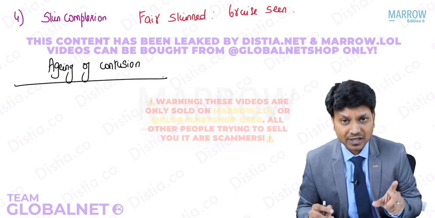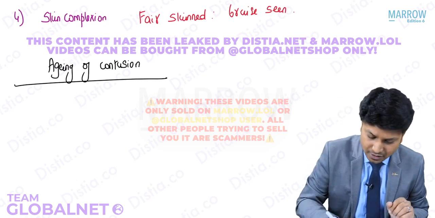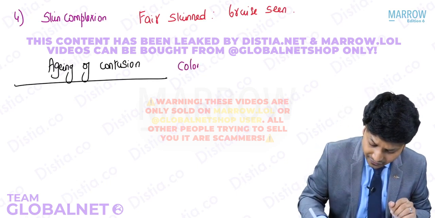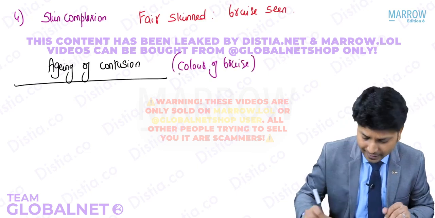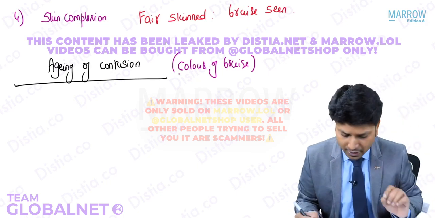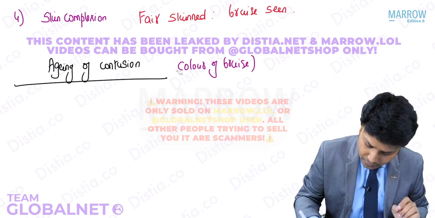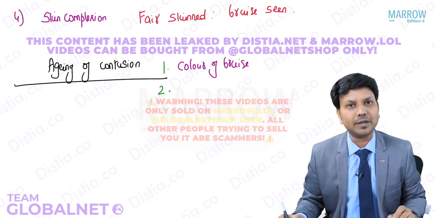But aging of abrasion was done by the color of the scab. Here there is no scab. Here you need to look at the color of the contusion itself, the color of the bruise itself. But what are the different ways by which we can do it? Number one, we can assess the age from the color of the bruise.